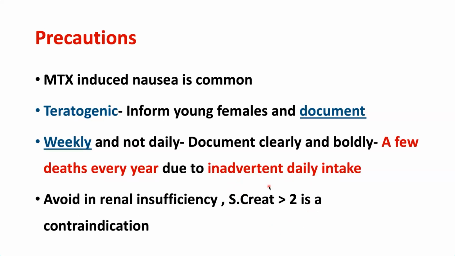Creatinine of more than 2 is a contraindication of using methotrexate. And in less than 2 also, if there is renal insufficiency, doses have to be modified. See if you can use something else. Avoid if possible. If there is nothing else you can give, and creatinine is between 1.5 and 2, you can use modified doses of methotrexate.